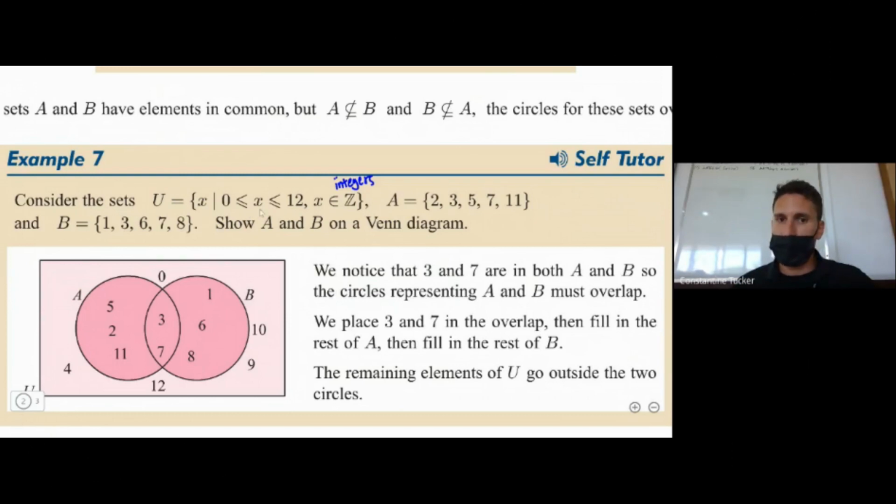So basically our set U is 0, 1, 2, 3, 4, 5, 6, 7, 8, 9, 10, 11, 12. Wow, that was fast. And then A is 2, 3, 5, 7, 11. B is 1, 3, 6, 7, 8. So how do we put all of this stuff into a Venn diagram? Well, firstly, you draw the 2 circles. So let me show you how you draw 2 circles.